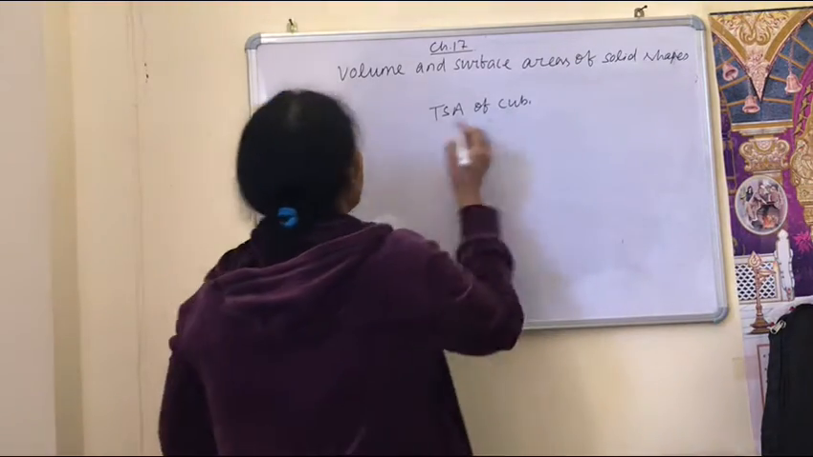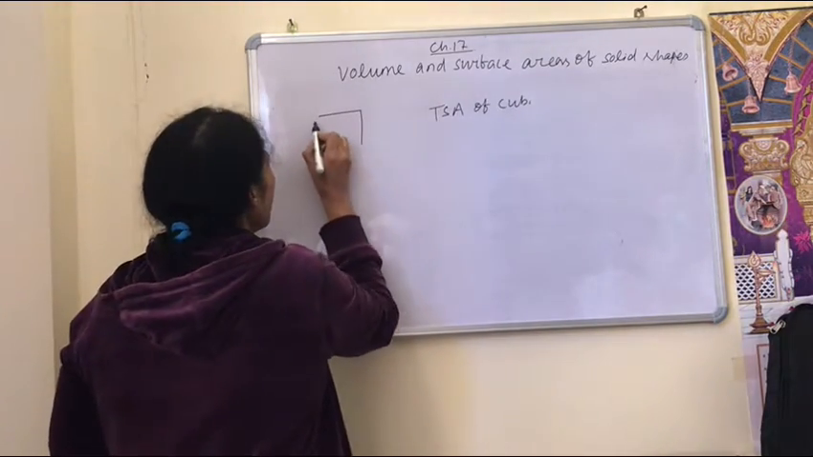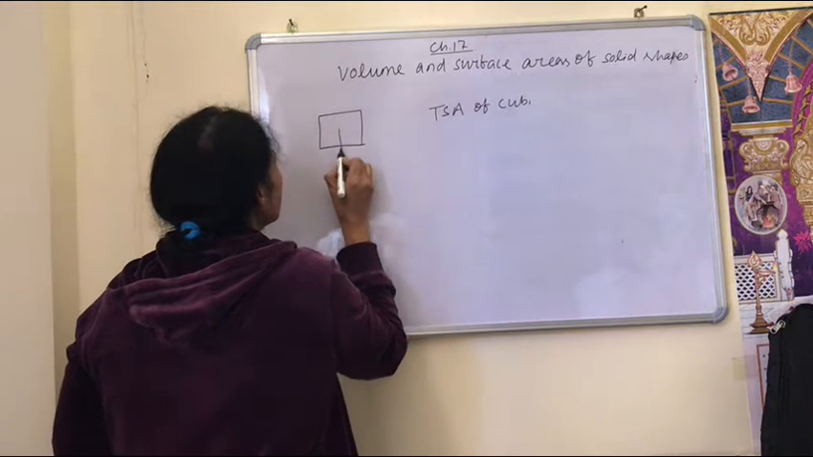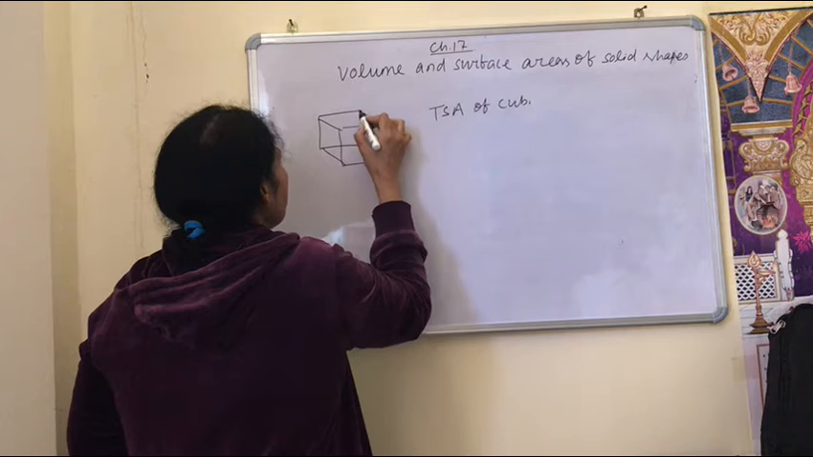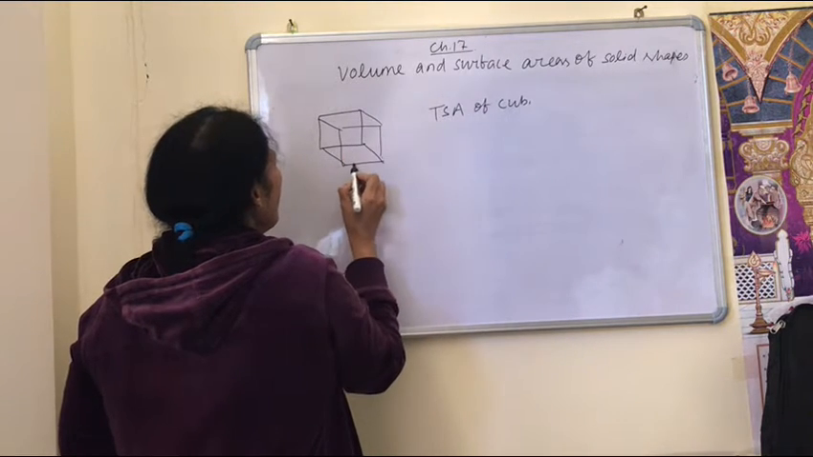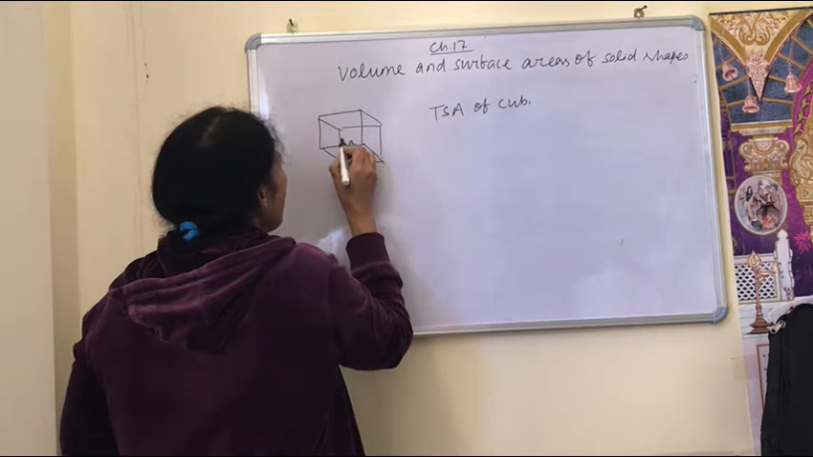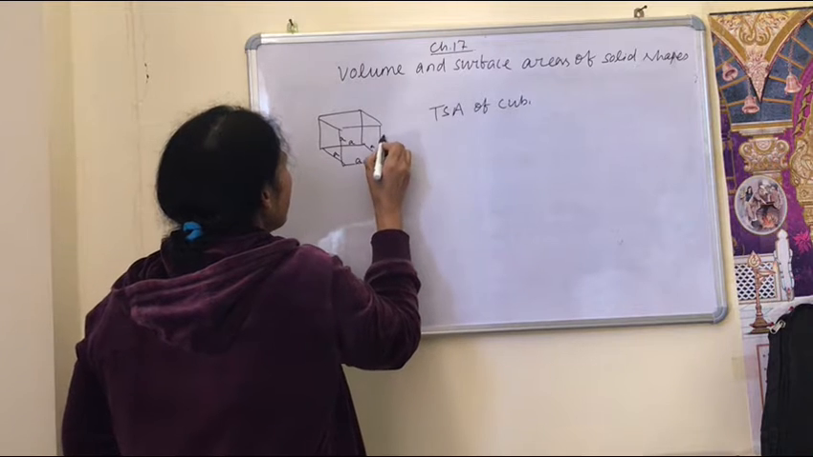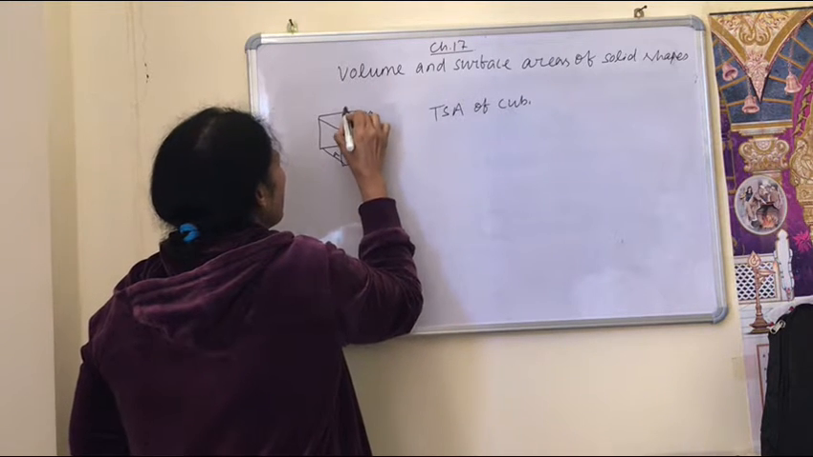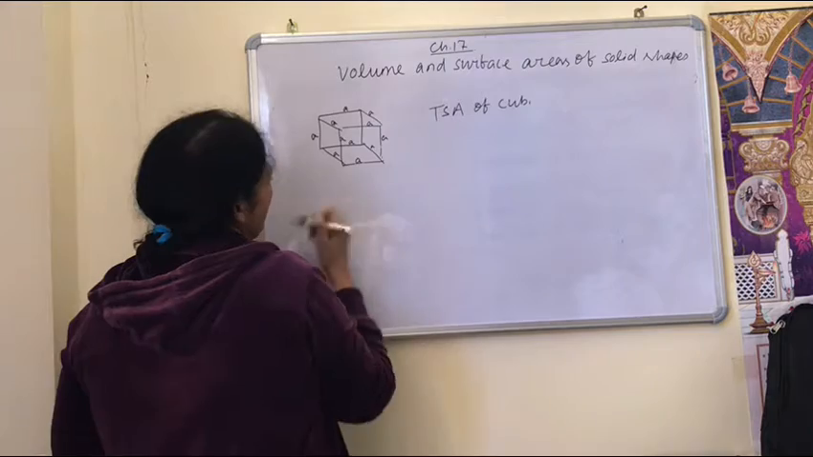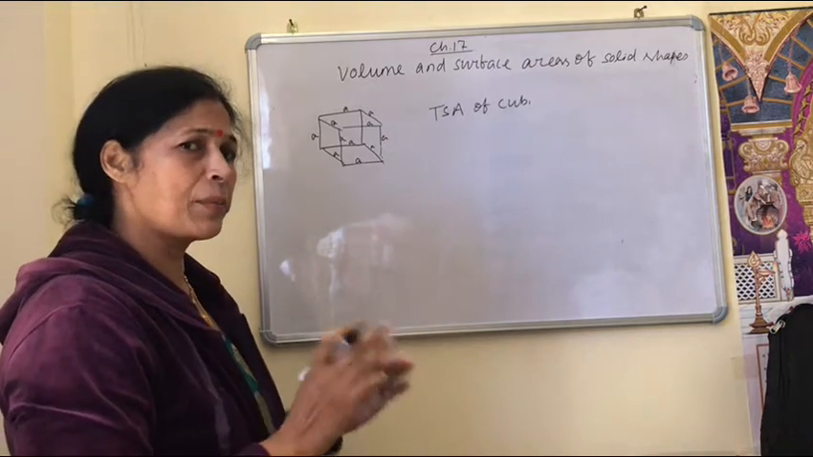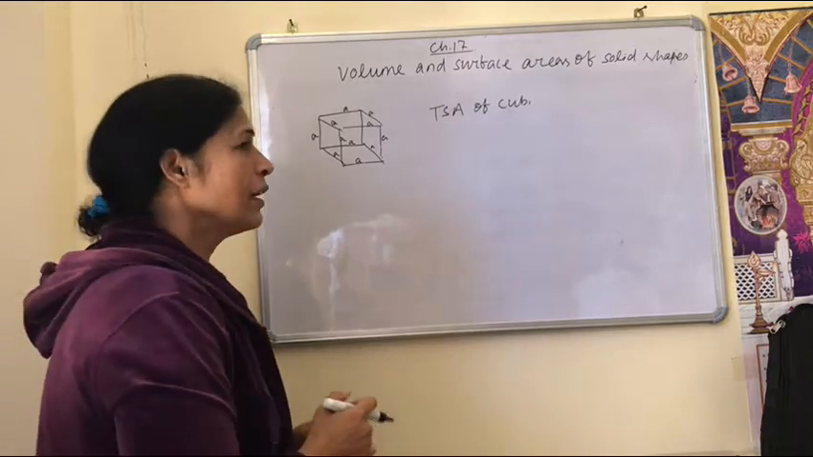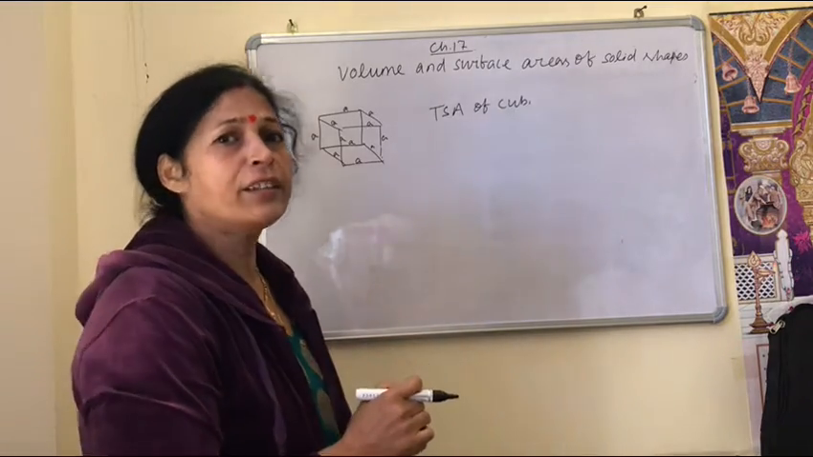So for total surface area, first let's draw a cube. Similarly to a cuboid, all the sides are A, the height is also A. All the dimensions, length, breadth and height, are the same. Let it be A.